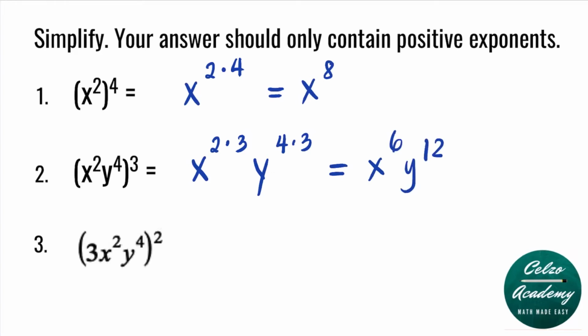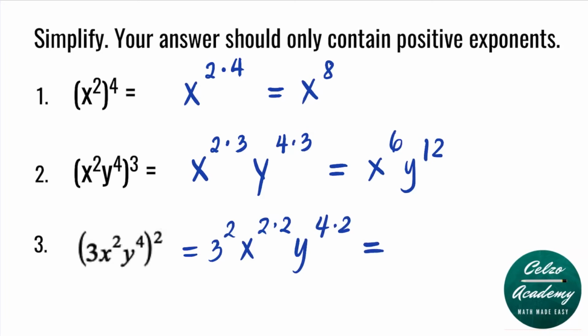Question number 3. The quantity 3x squared y to the 4th to the power of 2. For problem number 3, we have a numerical coefficient and the variables x and y. Power rule applies not just to the variables x and y, but also the numerical coefficient. So this means we need to do 3 to the power of 2, x to the power of 2 times 2, and y to the power of 4 times 2.